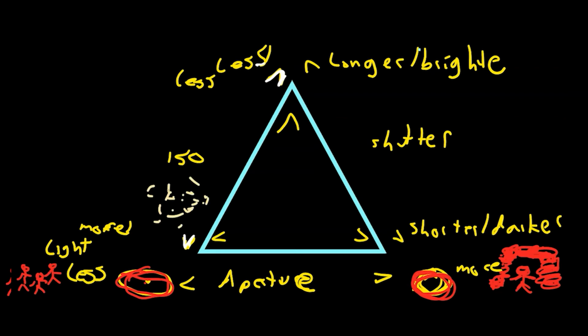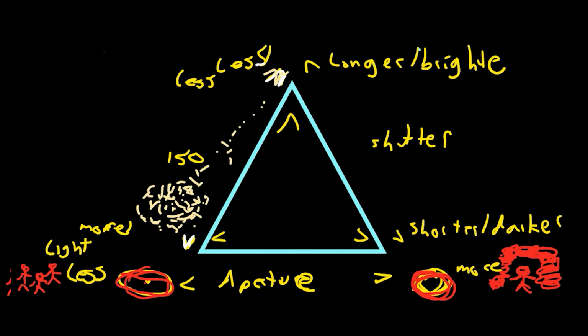The more sensitive, or the higher your ISO, the more image grain will come into your image. The less sensitive, the less grain. Pretty simple. Now, let's look at all these images together.